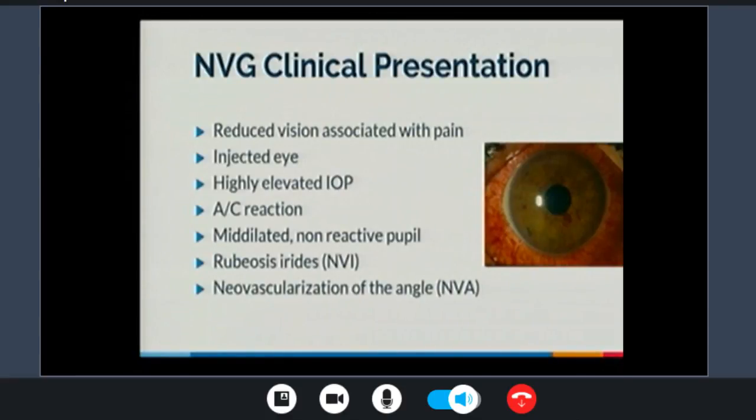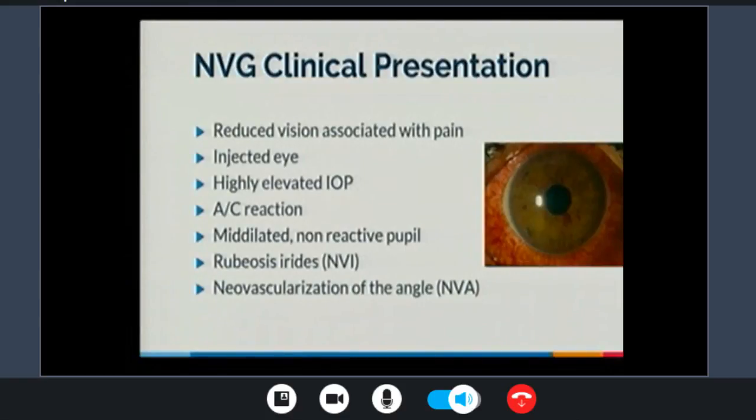And of course, as we mentioned, the rubeosis is the hallmark, but sometimes you need to keep this in mind. In about 10 to 12% of cases, you may not see the NVI, but when you do gonioscopy, you can see the NVA, new vascularization at the angle. Probably NVA appears before the appearance of the new vessels on the iris, the rubeosis iridis. So you have to keep this in mind.